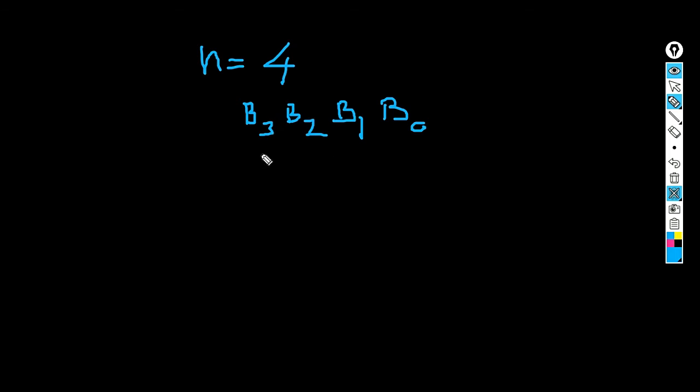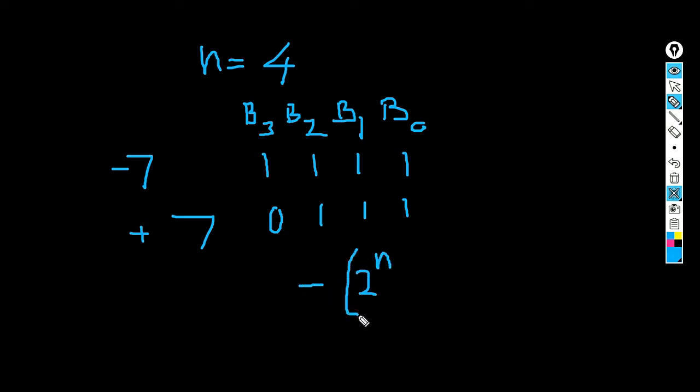Say the smallest number is minus 7. How can we represent minus 7? The number is negative, so this will be 1, remaining bits 1, 1, 1. Plus 7, so this will be 0, remaining bits 1, 1, 1. So in a generalized way, let's try to find the formula. 2 to the power, what should we get? The answer 7. If we substitute 4 here, what will we get? 16. 16 minus 1 is 15, not hitting. So here what do we need to append in the formula?